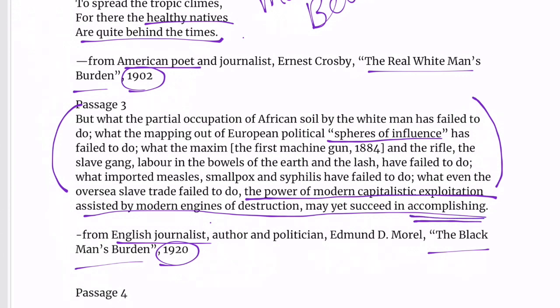Okay, what's he talking about here? The modern capitalistic exploitation. Well, the fact that they're taking everything, they're exploiting and using the resources from Africa and not really paying the Africans for it, and using modern forms of destruction, he says this is going to kind of be the thing that might succeed in accomplishing their goal. Well, what do you think he's talking about the goal was?